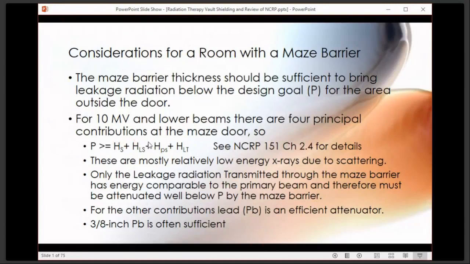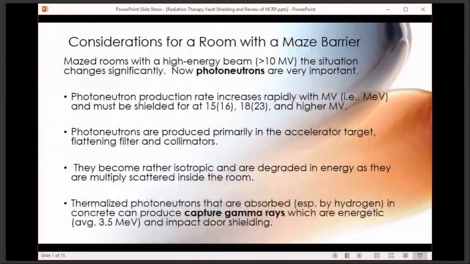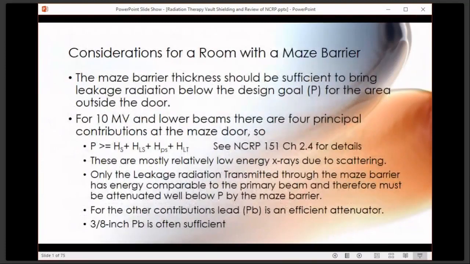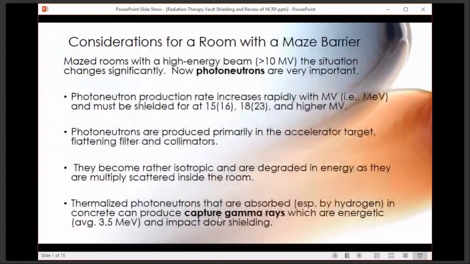So that's all I want to say there, but usually it doesn't take much in the door to shield these radiations. 1/4, 3/8 inch of lead is usually sufficient. And if you don't go above 10 MV, the picture is complete. But once you go above 10 MV, photoneutrons need to be calculated and determined, and they produce a fair amount of radiation that's hard to shield.